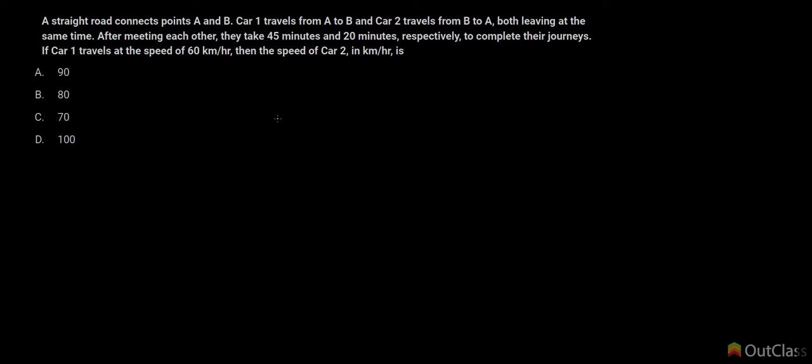A straight road connects points A and B. Car 1 travels from A to B and car 2 travels from B to A, both leaving at the same time. After meeting, car 1 takes 45 minutes, car 2 takes 20 minutes to complete their journeys. If car 1 travels at the speed of 60, what is the speed of car 2?